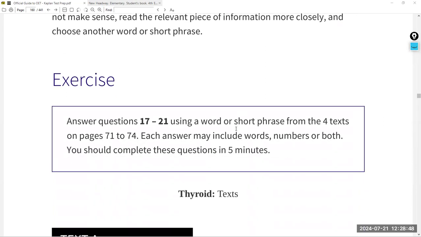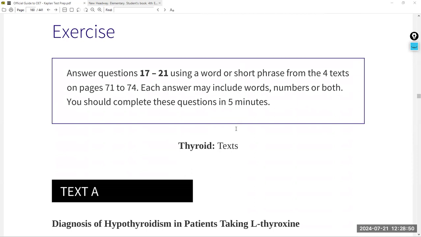Now, we have to practice. We are still talking about the same passages, and we have to use a word or maybe a short phrase from the four texts, on the same pages. Each answer may include words, numbers, or maybe both of them. You should complete these questions in 5 minutes just to complete the 15 minutes, because as I told you, in part A, we have only 15 minutes.